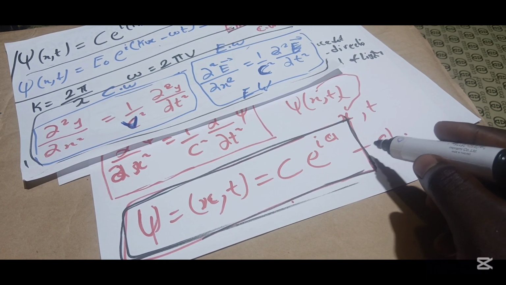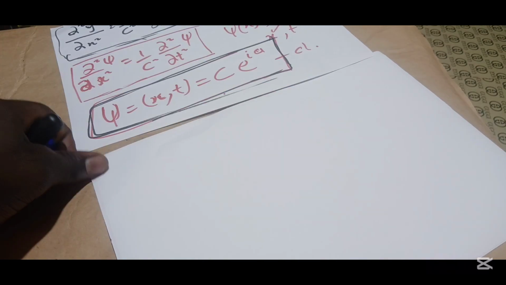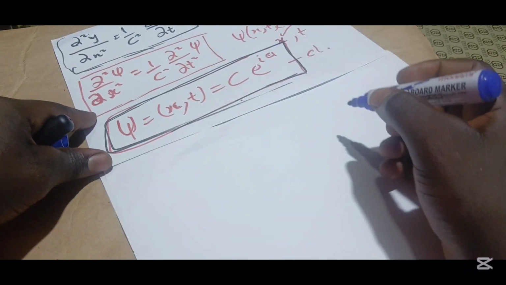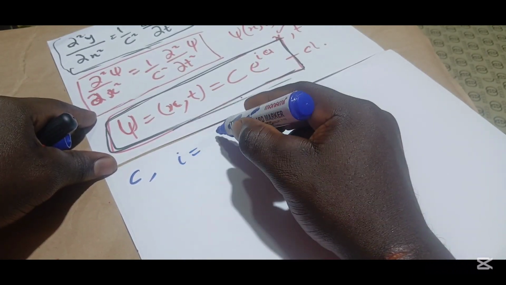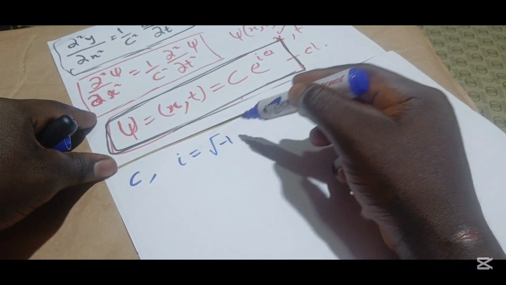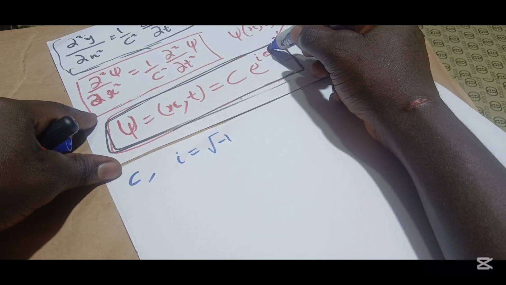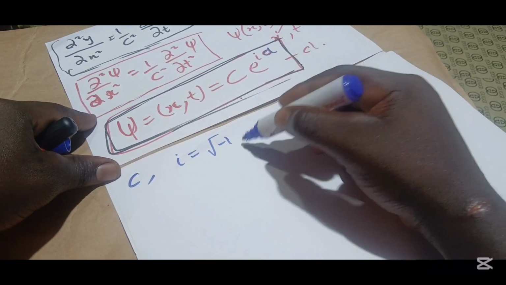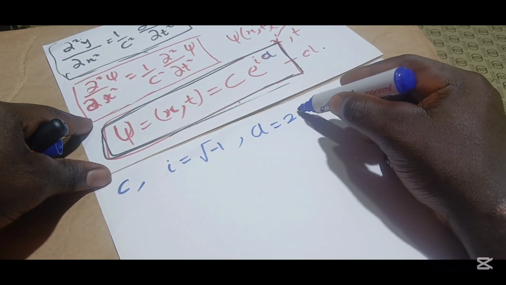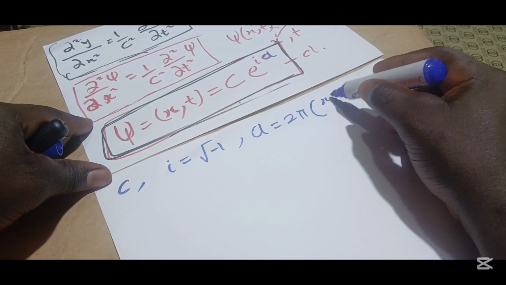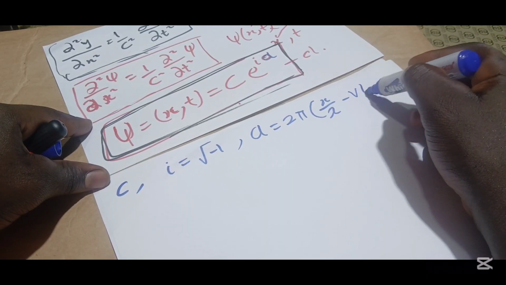This is the general solution of an electromagnetic wave, the general mathematical model that describes an electromagnetic wave. It could be a classical wave. So this is the general equation where C is a constant, and i equals the square root of -1, and alpha is the phase. Alpha is the phase, which is equal to 2 pi into bracket x over lambda minus vt.